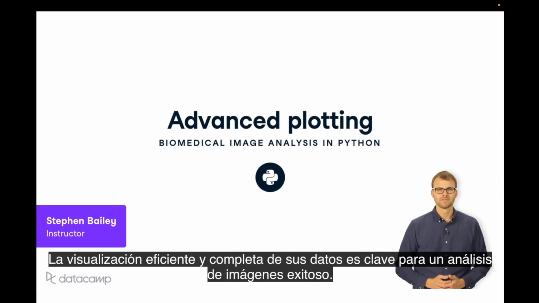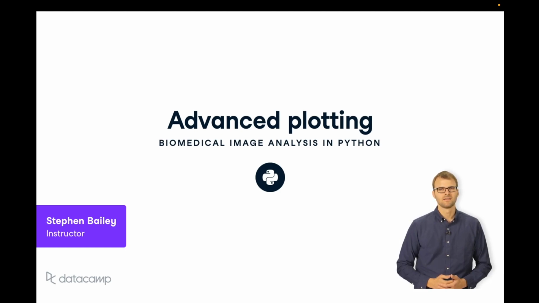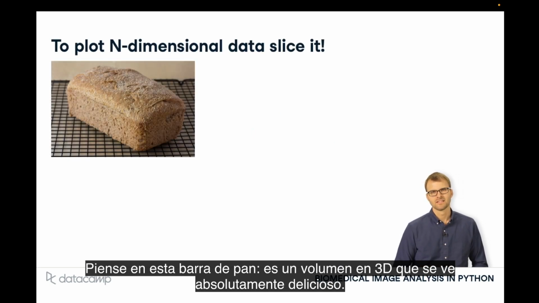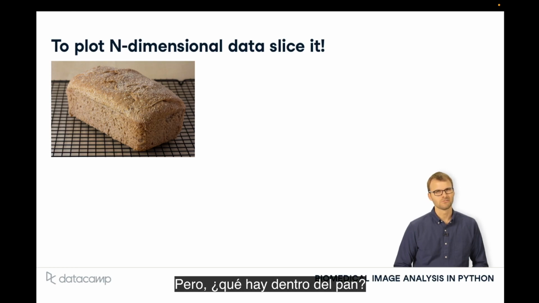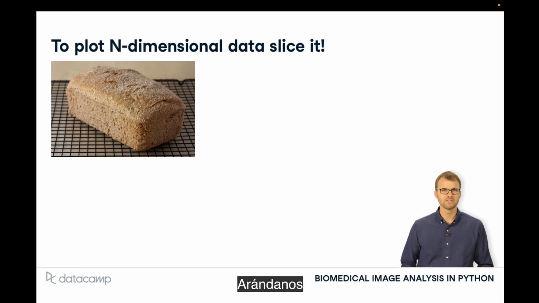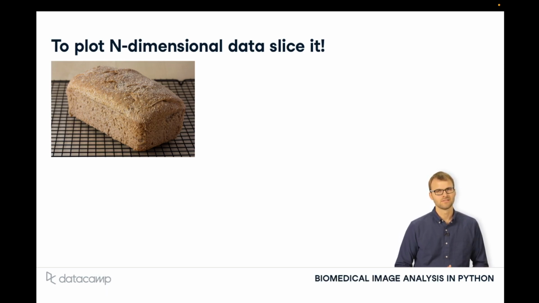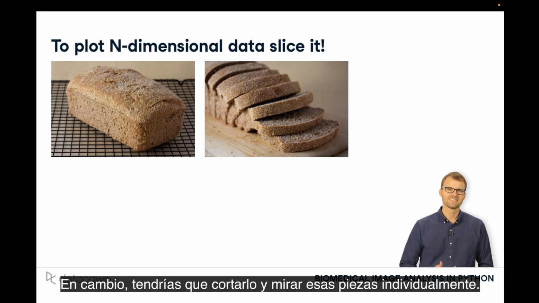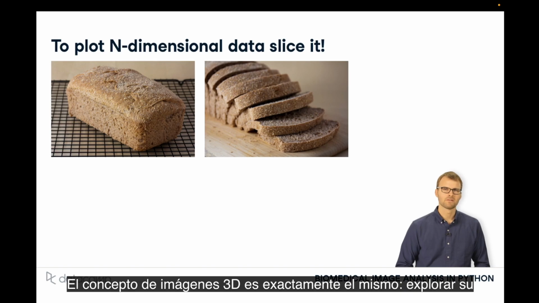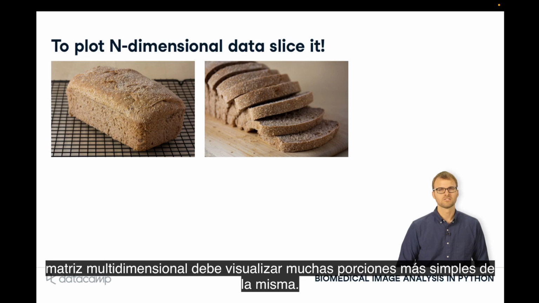Efficiently and comprehensively visualizing your data is key to successful image analysis. Consider this loaf of bread. It's a 3D volume that looks absolutely delicious. But what's inside the loaf? Is it bananas, blueberries, walnuts? This single 2D image cannot answer the question. Instead, you would have to slice it up and look at those pieces individually. The concept for 3D images is exactly the same. To explore your multidimensional array, you must visualize many simpler slices of it.